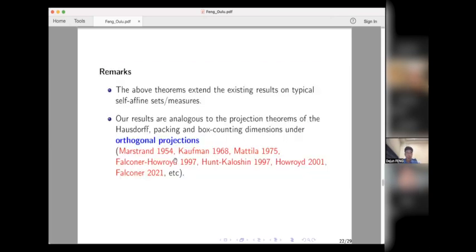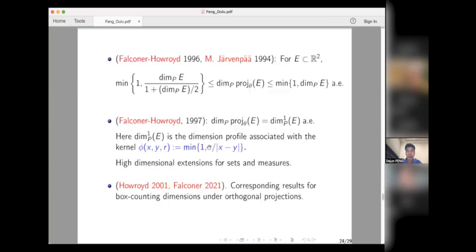Now we still have time to say something. First, our result extends the existing result on typical self-affine sets and measures. And also our results are analogous to the projection theorems for the Hausdorff, packing and box counting dimensions under orthogonal projections. Okay, here I would like to skip this part.